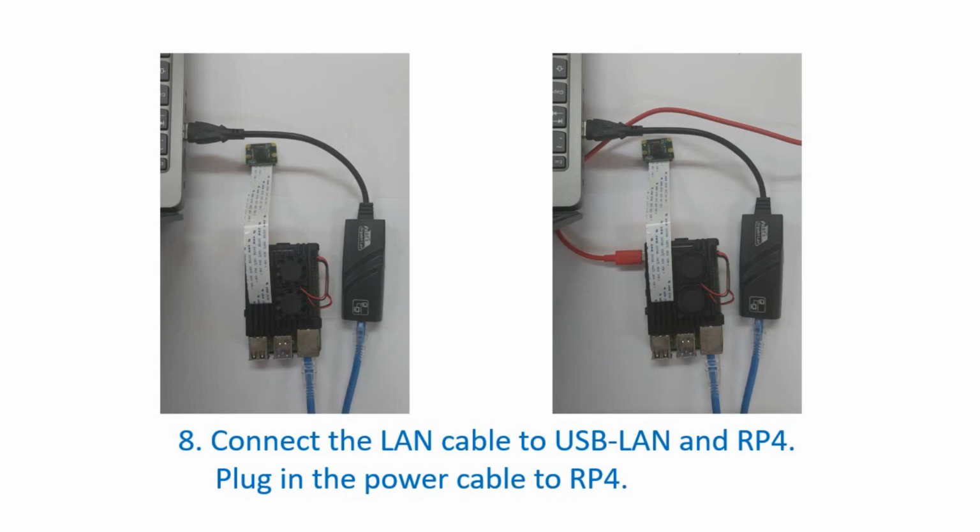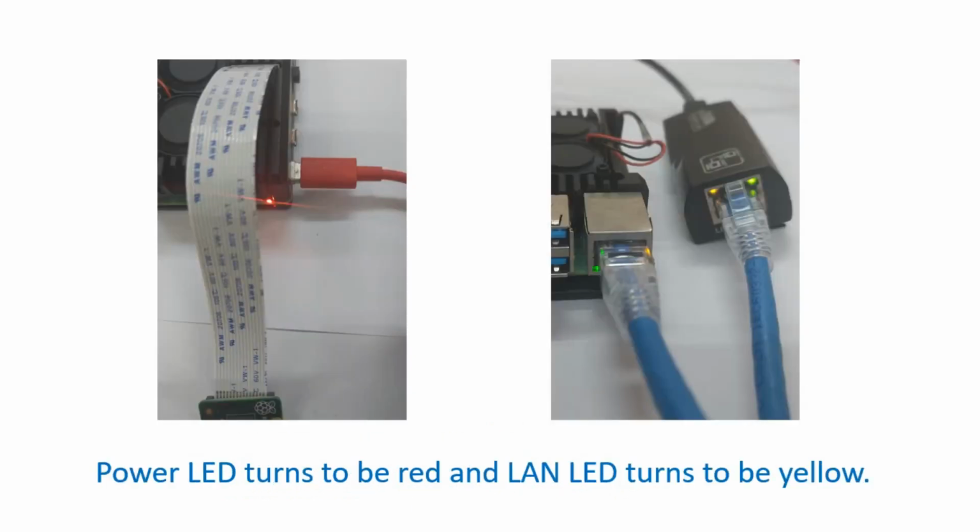Step 8. Connect the LAN cable to USB-LAN and then connect to Raspberry Pi. Plug in the power cable to Raspberry Pi. The power LED will turn to be red and LAN LED will turn to be yellow as shown.